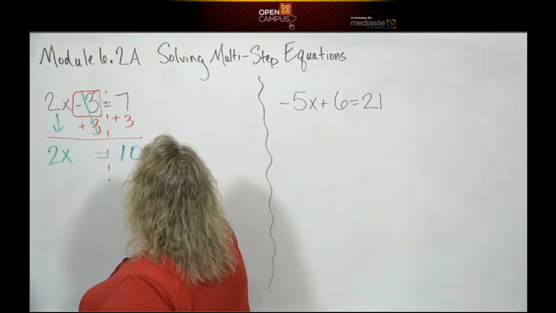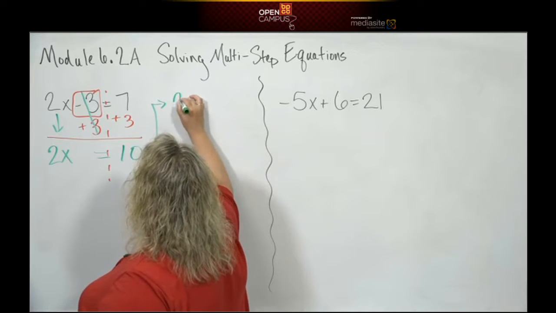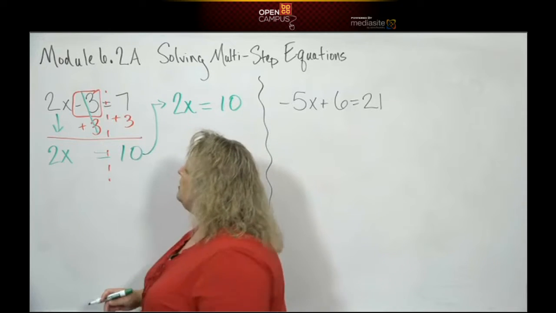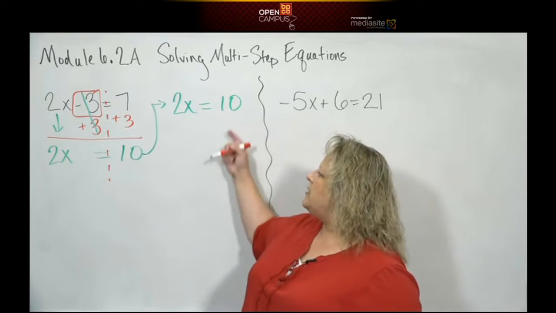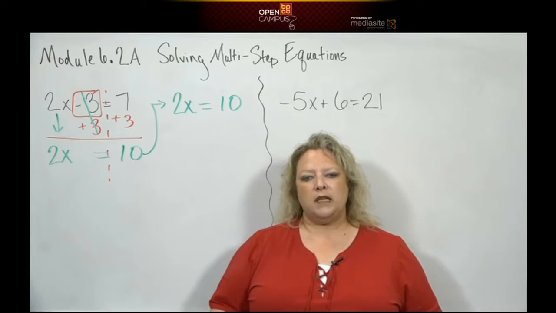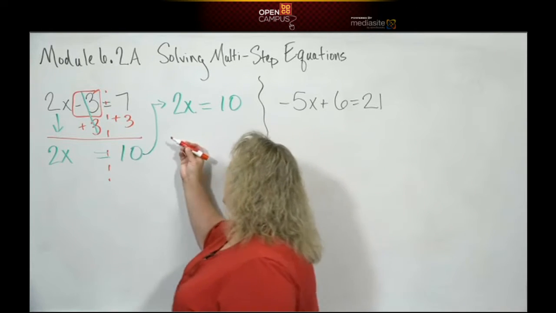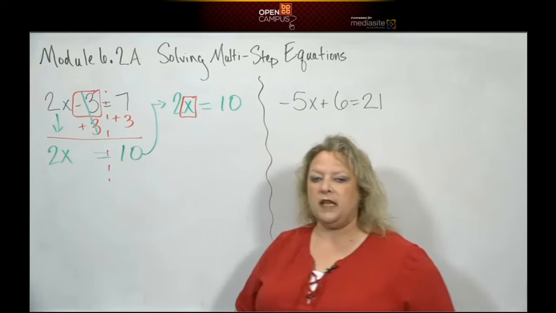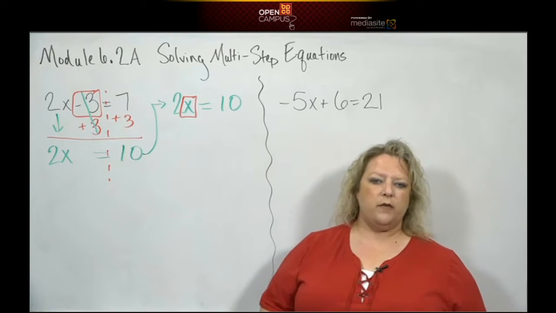So I'm going to go ahead and write it over here just in case you can't see it, or just in case that's too much writing for you and you need it to be a little clearer. So I have 2x is equal to 10. So my last step is to isolate this variable right here. So to isolate my x, I have to get rid of that 2. So what is the way that we do that?